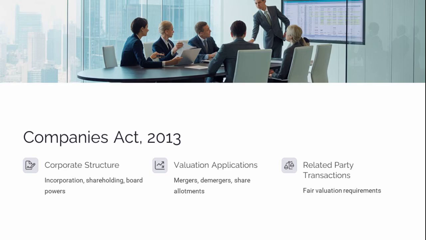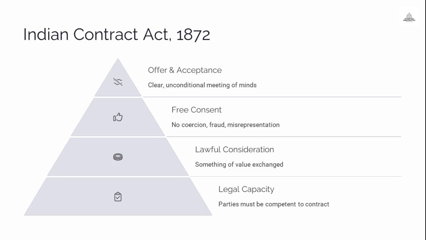The Companies Act of 2013 is pivotal in understanding corporate structure, including incorporation, shareholding, and board powers. It also covers valuation applications such as mergers, demergers, and share allotments, along with related party transactions and fair valuation requirements. The Indian Contract Act of 1872 is fundamental to business agreements.